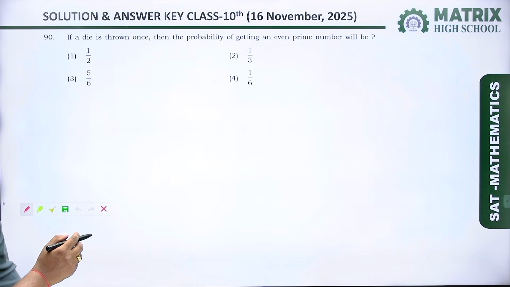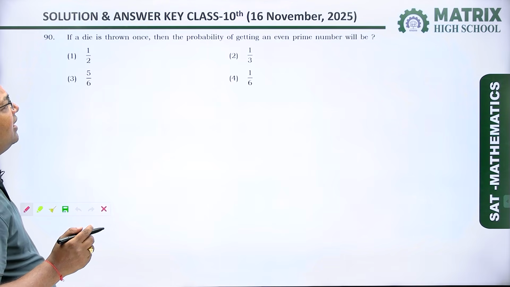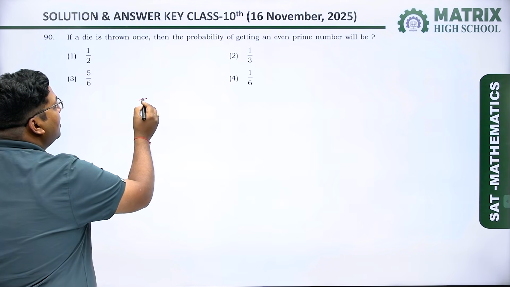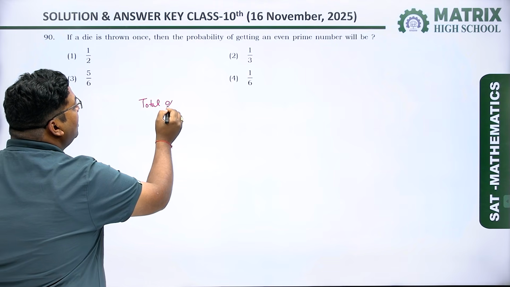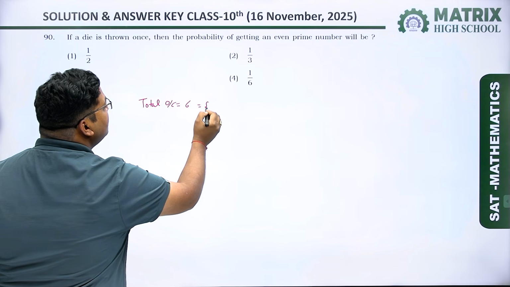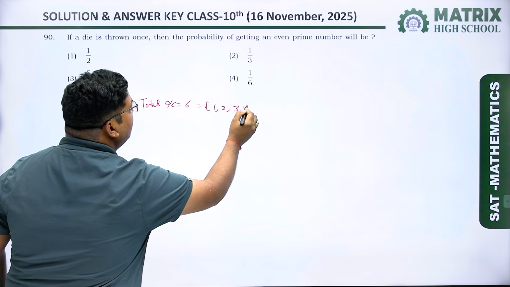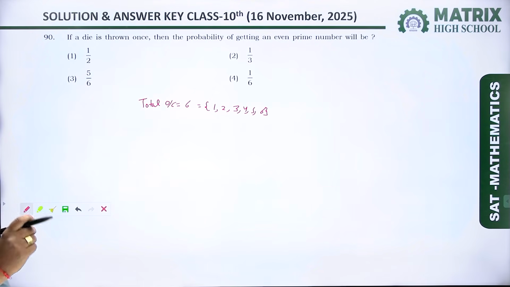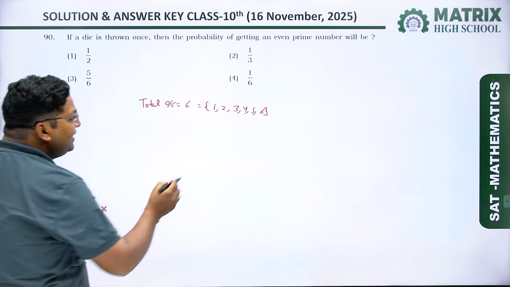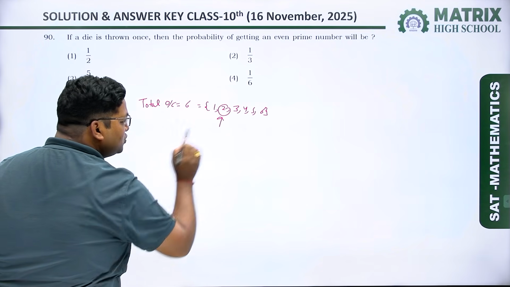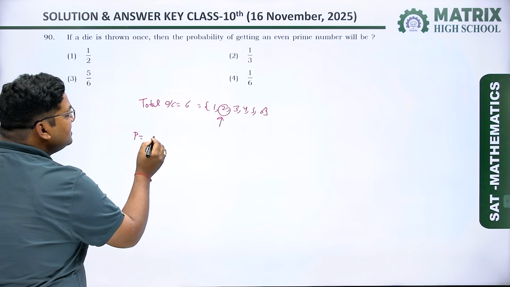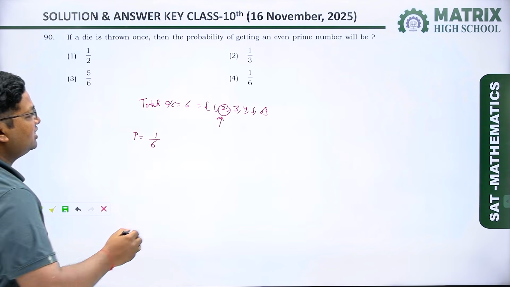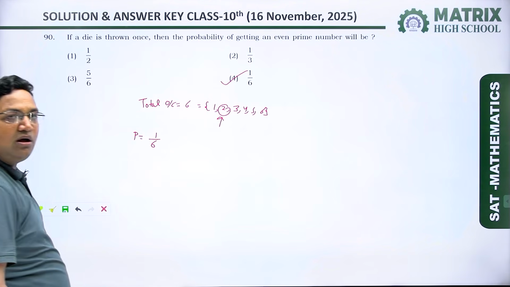If a die is thrown once, then the probability of getting an even prime number will be. If a die is thrown once, the total outcomes are 6. That is 1, 2, 3, 4, 5 and 6. Now we have to find the probability of getting an even prime number. So you can see the even prime number is only one, that is 2. So the probability of this is 1 upon total outcomes, that is 6. So it is 1 by 6, which is in option 4. So option 4 is the right answer.